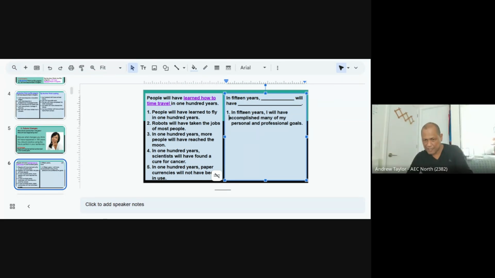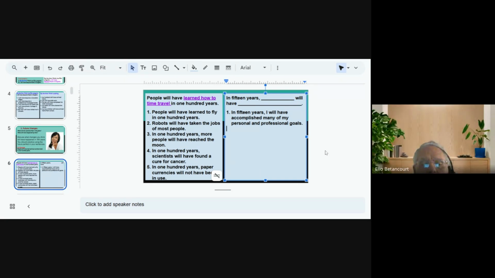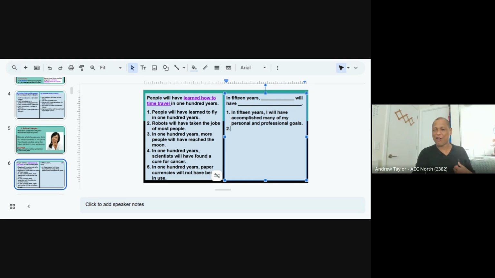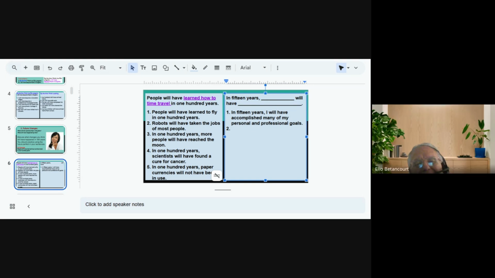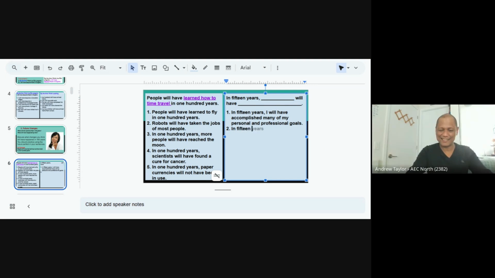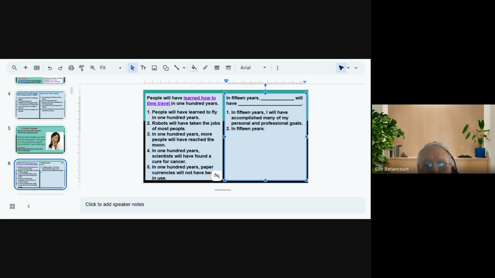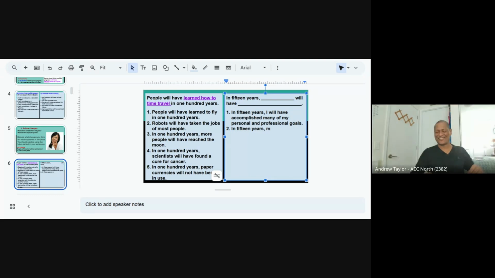Okay, another example, everybody. Number 2. Can I try? Okay, Elio, finally you're talking. Okay, let's see. Okay, go. In 15 years, my grandchildren will have graduated from the university. I love the sentence. I love your sentence.